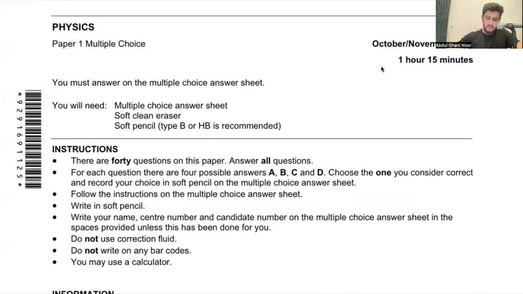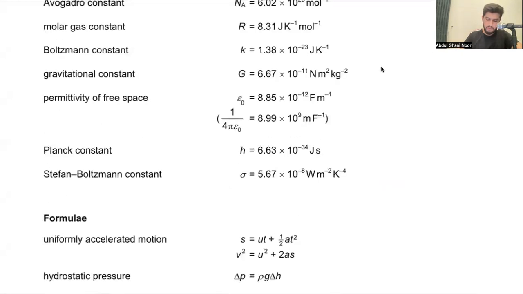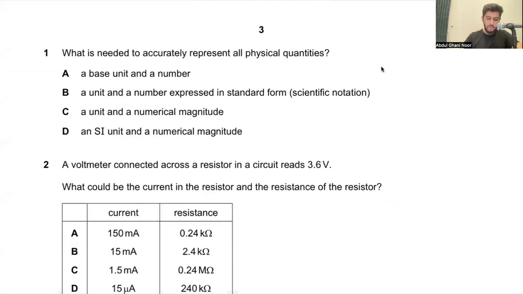So we will be solving October-November 2022, question paper 11. Question number 1 says, what is needed to accurately represent all physical quantities? So for any physical quantity, you need two things, a unit and a number.